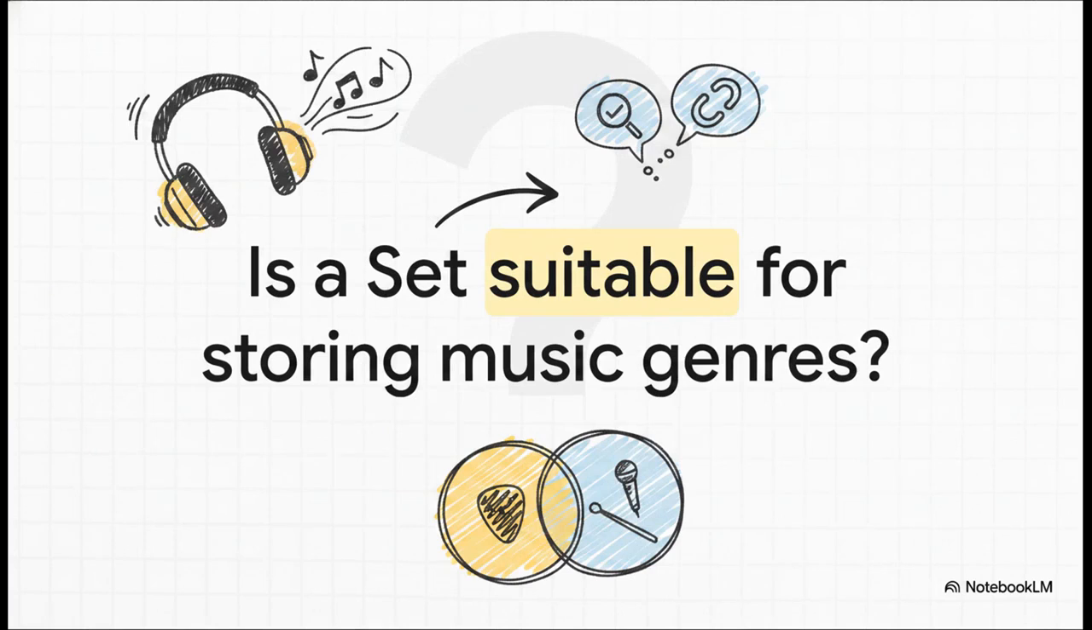To bring this all together, consider this classic scenario. A music app needs to store the genres a user likes, say rock, jazz, and hip-hop. Is a set a suitable abstract data type for this task? Well, ask yourself, does the sequential order of those genres actually matter to the application? Or are strict uniqueness and fast membership testing, like instantly knowing, hey, does this user like jazz, the real goals here? Understanding that distinction is key.